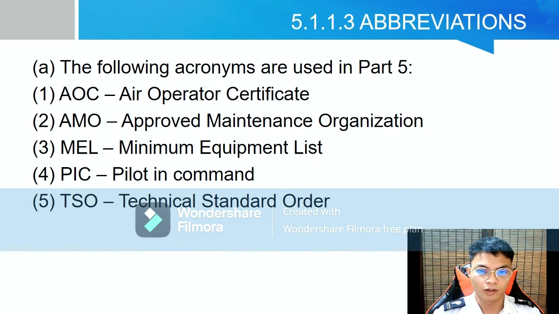So the following acronyms are used in Part 5. For the first one, AOC, this means Air Operator Certificate. Second one will be AMO, Approved Maintenance Organization. Next will be MEL, Minimum Equipment List. Next will be PIC, Pilot in Command. And last thing is the TSO, which stands for Technical Standard Order.